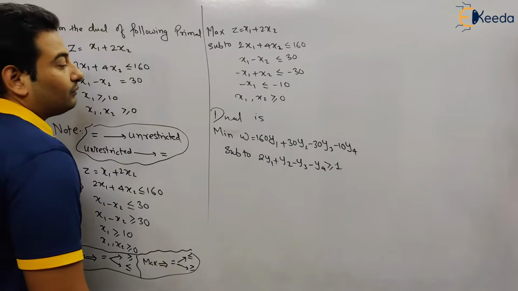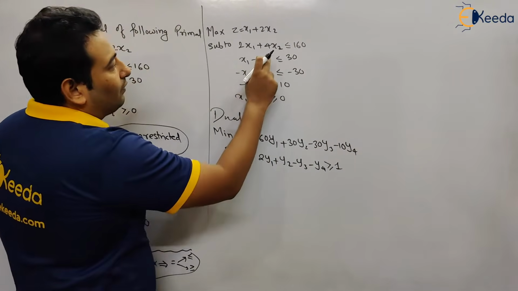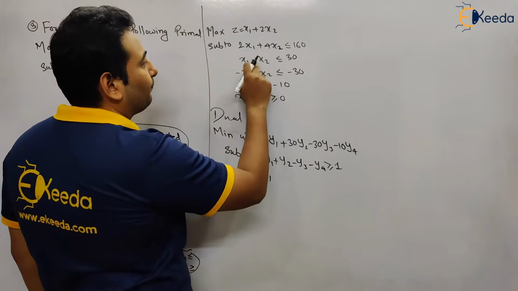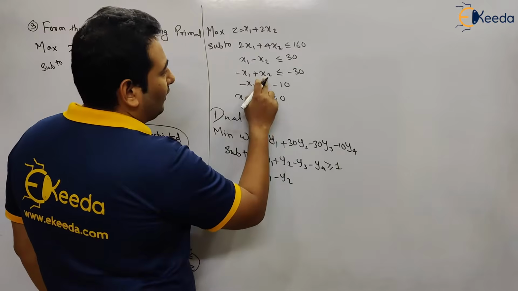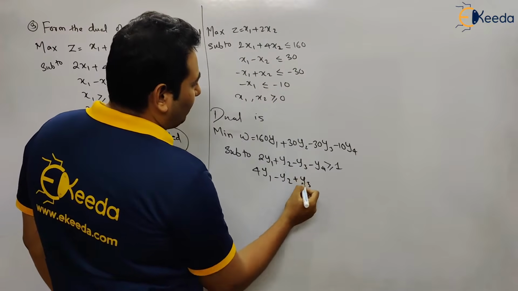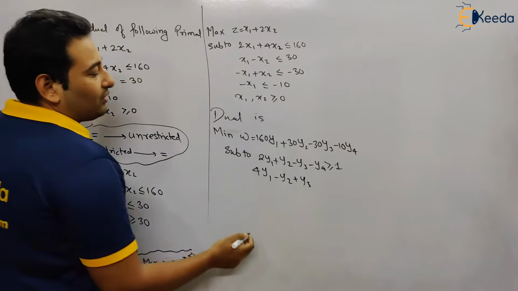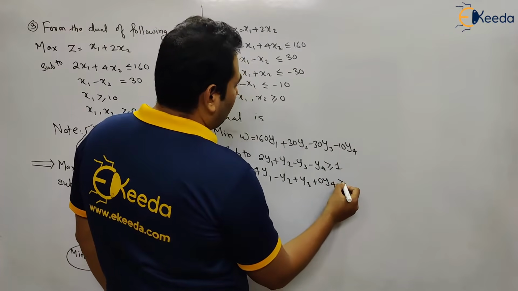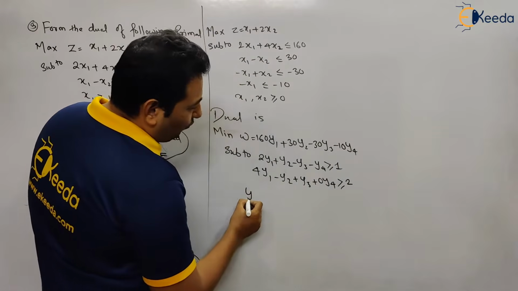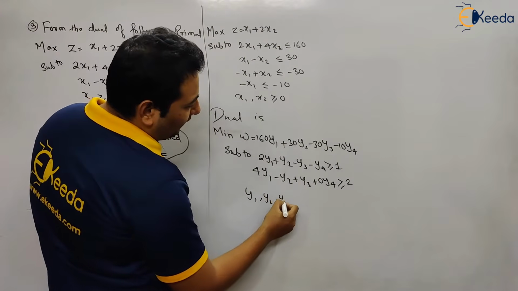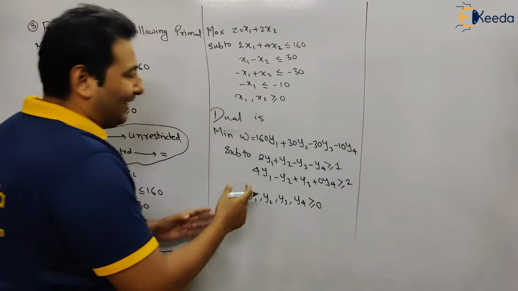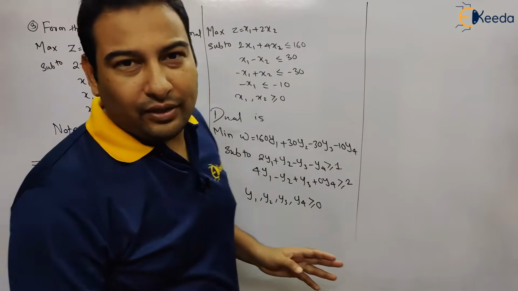Next, here we have 4, so 4y1 minus y2, here we have 1, so y3, and we don't have x2 here, so that is 0 y4 actually, greater than equal to 2. y1, y2, y3, y4 should be greater than equal to 0. Is it done or anything else left? We are ready with the dual.